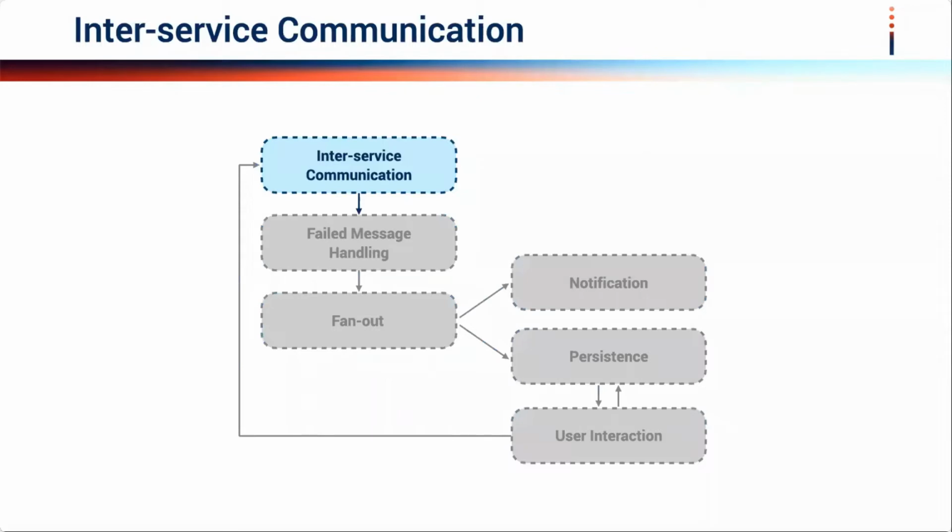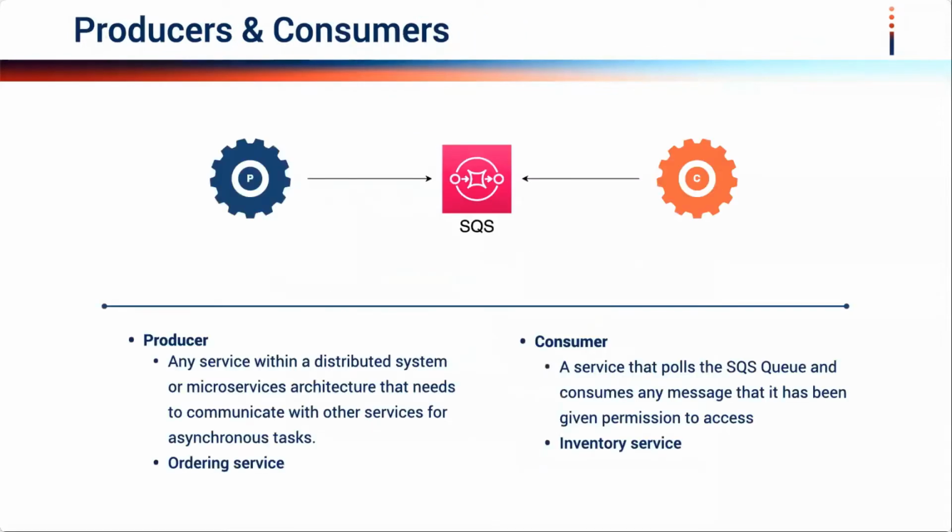The first component that we're going to discuss today is the inter-service communication. This component consists of 3 resources: the user's producer, consumer, and the AWS Simple Queue Service queue. The producer can be any service or services within a distributed system or microservices architecture that needs to communicate with other services for asynchronous tasks. The purpose of this is to decrease user response time and complete time-consuming and non-urgent tasks in the background.